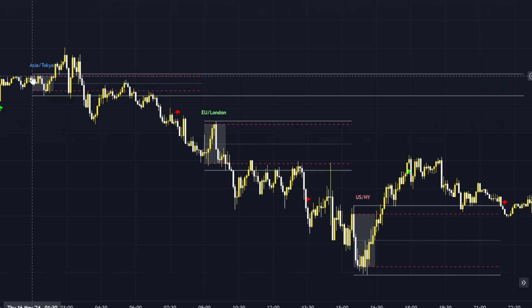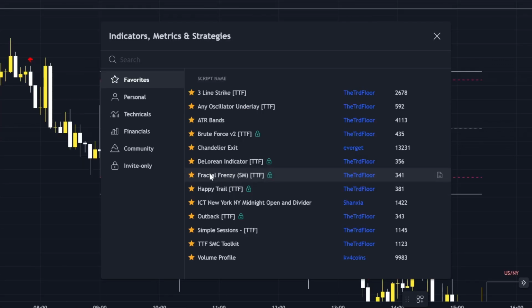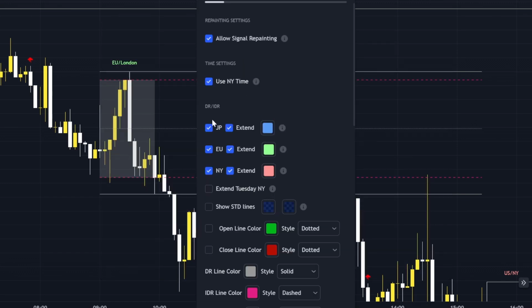So as you can see right here, this is the Tokyo Open, the first hour of the Tokyo session. This is the first hour of the London session. And this is the first hour of the New York session. The indicator that I'm using to show this range is called Fractal Frenzy by TTF. These are the current settings that I have on here, allowing to show the DR and IDR ranges for each one of these sessions and extending it out all the way until it touches the next session.